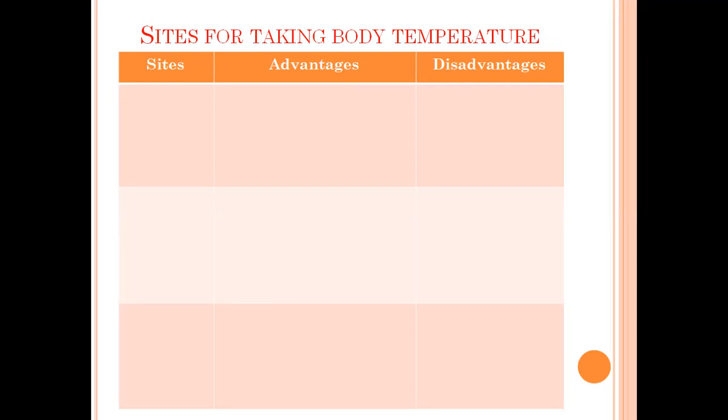So now, after this class, you have to check the sites of body temperature and see the advantages and disadvantages. If you take it through the oral route, what are the advantages and disadvantages? With oral, there is a high chance of chewing, and the disadvantage is that it is not so accurate. If you take it by rectum, it is purely accurate. So what is the disadvantage? A high chance of infection and all. Okay, so this is the thing.